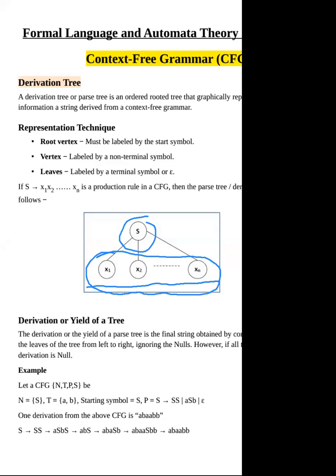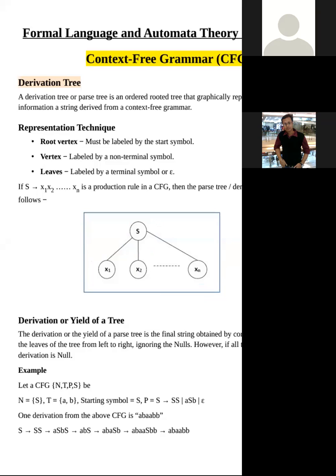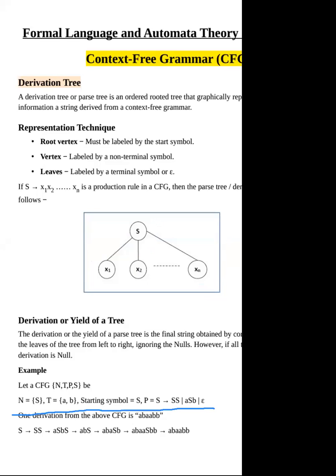So first, take an example. Take this example, this grammar. Say N is the non-terminal set, T is the terminal set. N contains capital S, T contains a, b as terminals, and the start symbol is S. Capital P means the set of productions, which contains S implies SS or aSb or null.